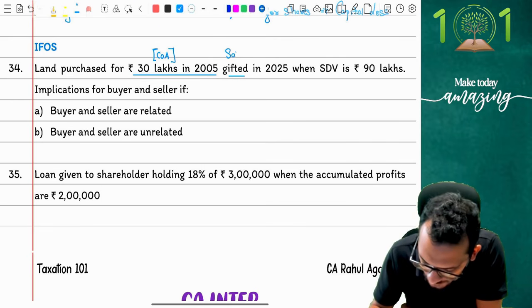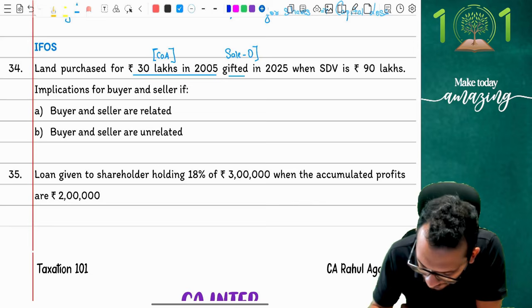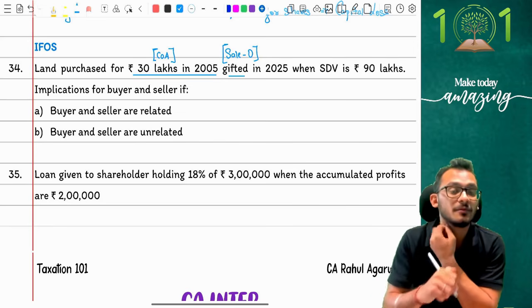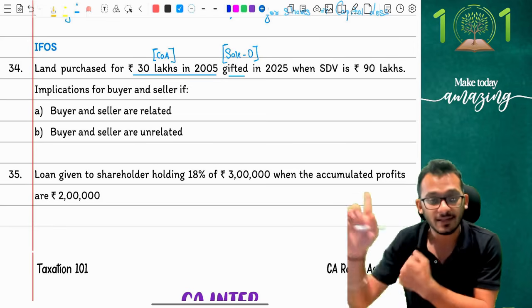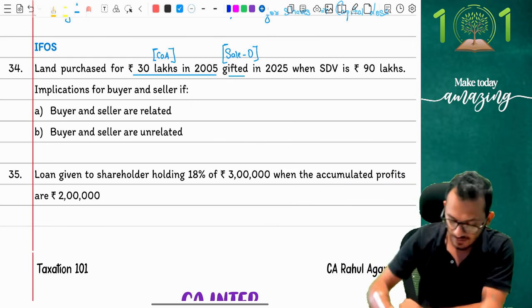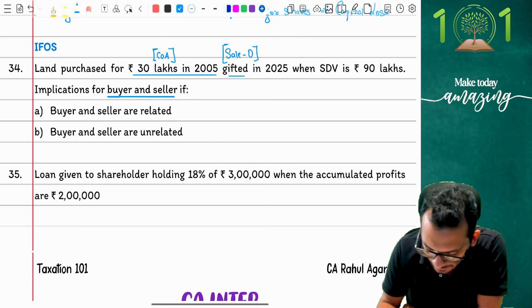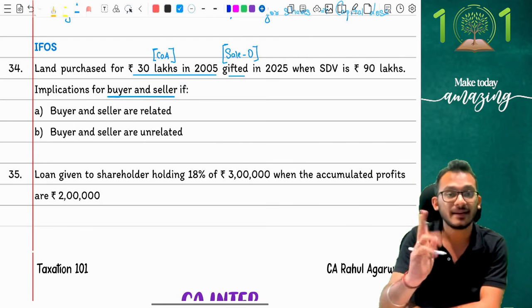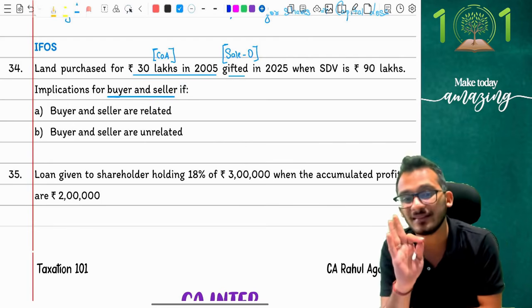My consideration value is 0. Yes or no? Yes. Now income tax has come and confirmed to you that you have sold the asset at 0 price when the stamp duty value is 90 lakhs. The question is saying, give me the implications for the buyer and seller if the buyer and seller are related. What is going to happen if the buyer and seller are related?